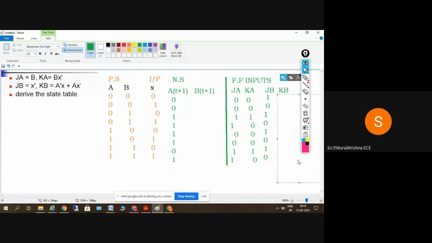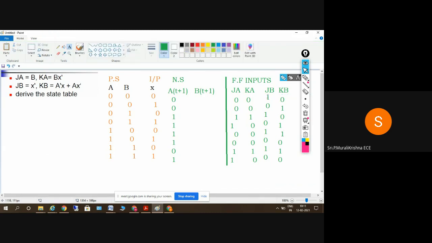So KB is equal to A XOR X here. 0 XOR 0, it's a 0. 0 XOR 1, 1. 0 XOR 0, it's a 0. 0 XOR 1, it's a 1. 1 XOR 0, it's a 1. And 1 XOR 1, it's a 0. So it's nothing but A XOR X here, so A X bar plus A bar X.